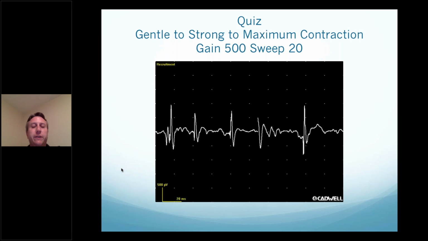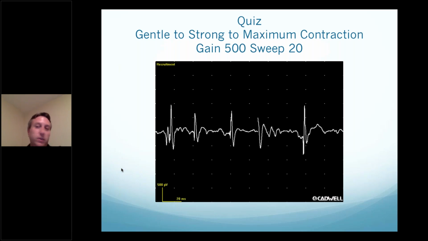So what do you think you saw there? I mean, first of all, we're sitting at 500 and we're at 20, so we're seeing twice the screen. From what I saw, I was looking at seeing more normal as we build up to maximum contraction. I didn't really see anything, but I'm not used to looking at 20. But I just saw increased recruitment and more fibers firing.